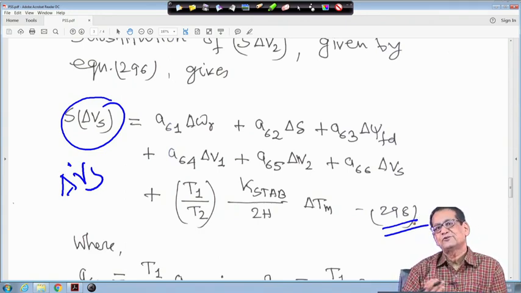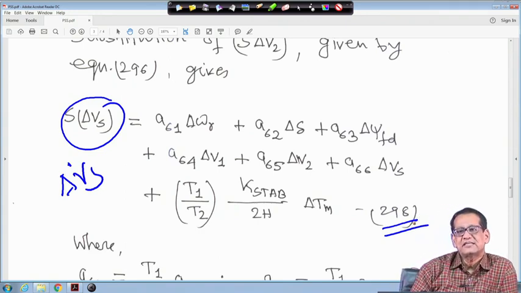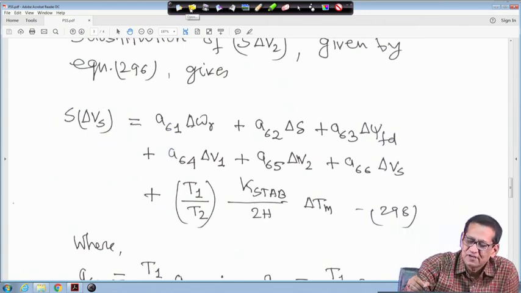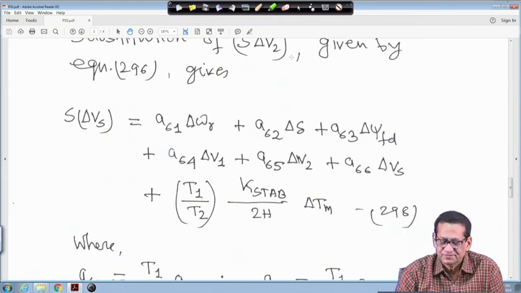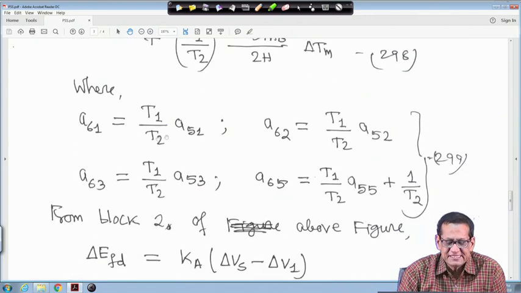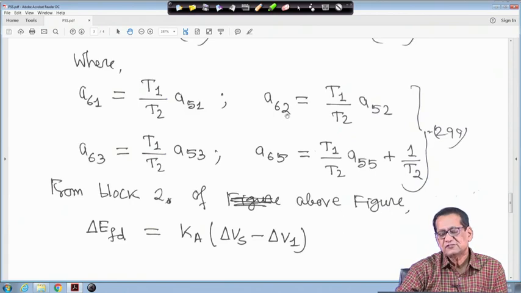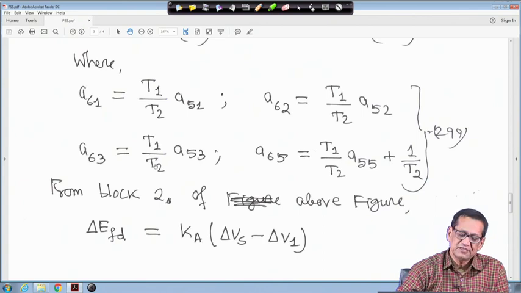So, when different components are being considered, the order of the system is getting increased, right. Where A61 is equal to T1 upon T2 into A51, A62 is equal to T1 upon T2 into A52, A63 is equal to T1 upon T2 into A53, A65 is equal to T1 upon T2 A55 plus 1 upon T2, right.